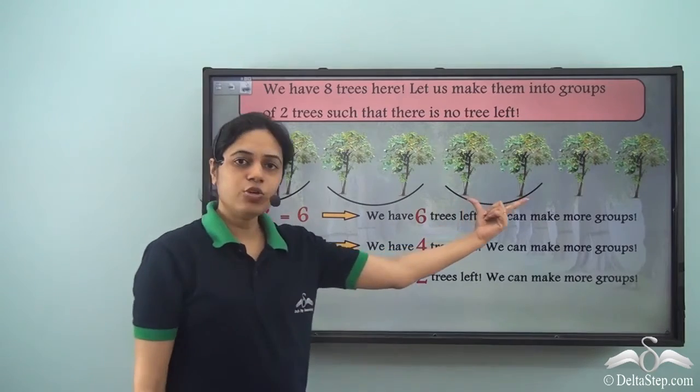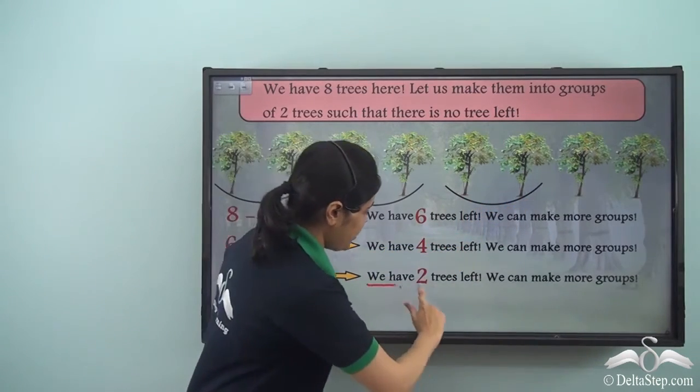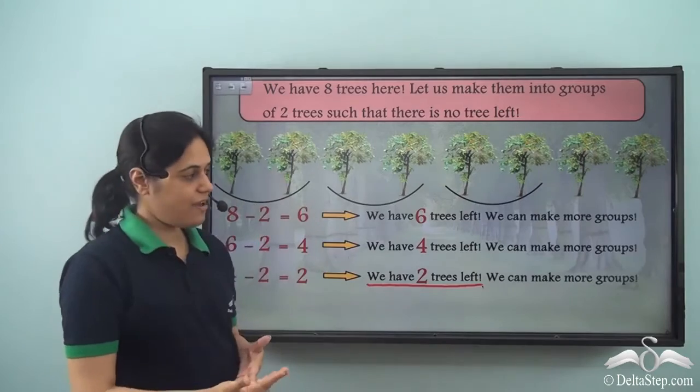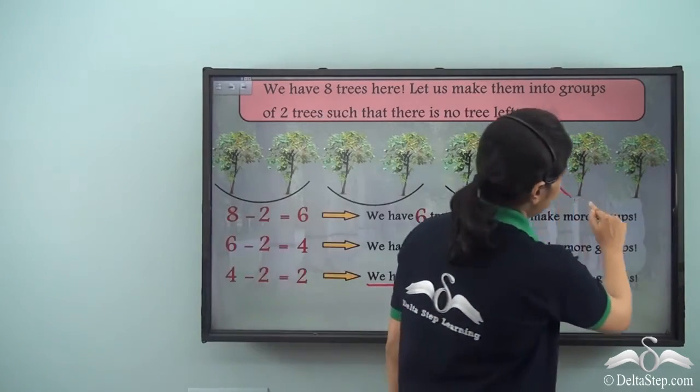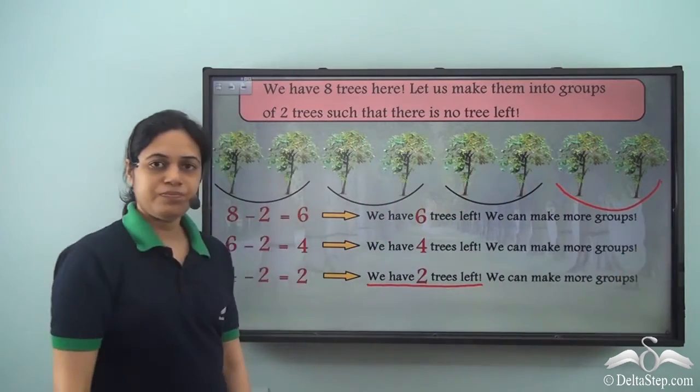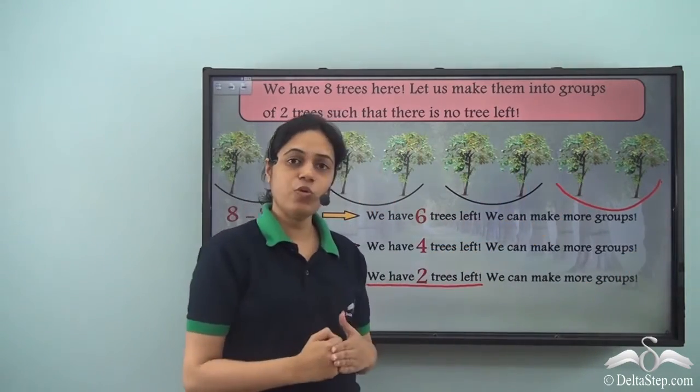So this is the third group which I have formed. And we have 2 trees still left. Now we can make more groups. So let's make more groups out of these. So I can form one more group.